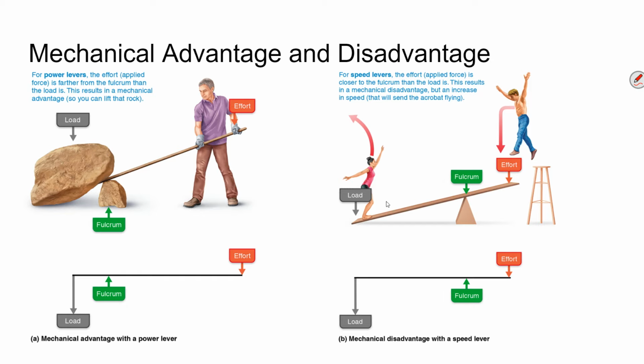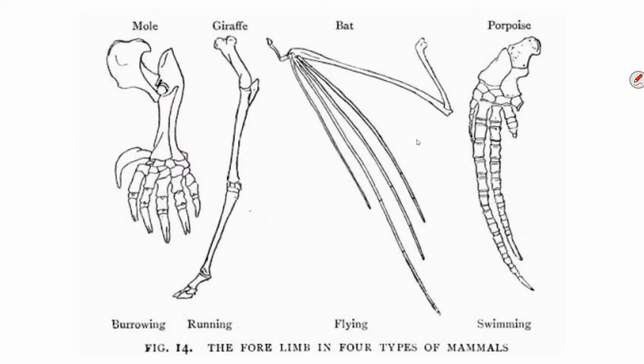The other one is when the fulcrum and the load are further apart from one another, and the fulcrum's actually closer to the effort or the work. This creates a mechanical disadvantage. However, it creates a speed advantage. Once this force is applied, this person's going to fly. Now, this never made sense to me, but when I learned about it in the context of actual living things, it started to make sense to me.